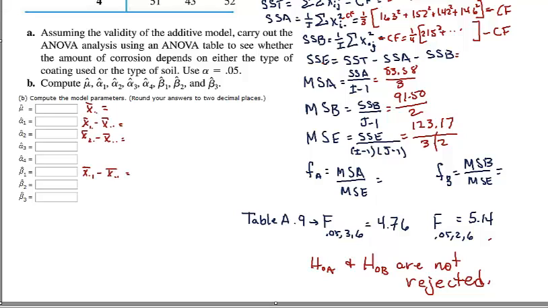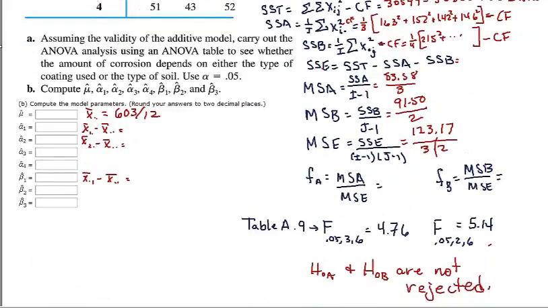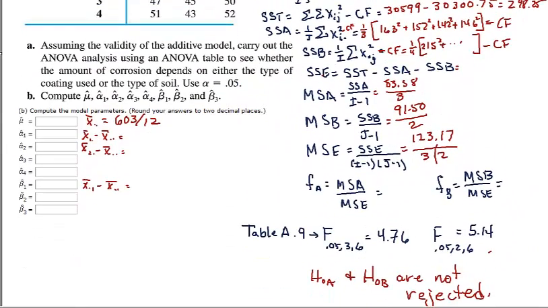Alright. This next part of the problem, they just want you to find the mean of all of these things, and of the difference actually. So we've got as our x dot dot bar, I think 603, and we want the mean of that, so we divide that by 12, which is our I times our J up there. It's the total number of data points.